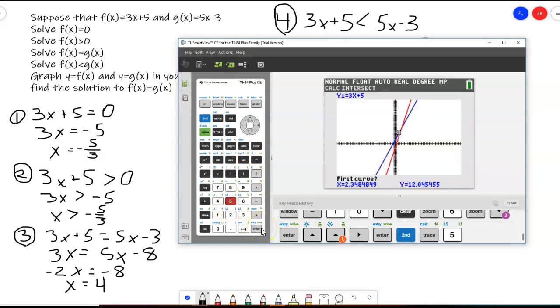The first curve is the blue curve, so yes. The second curve is the red curve, yes. Guess, no. And there it is. It intersects at x equals 4 and y equals 17. And we had found that 4 earlier from our x values from number 3.